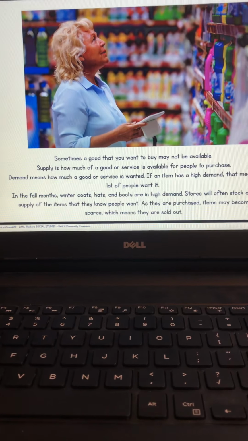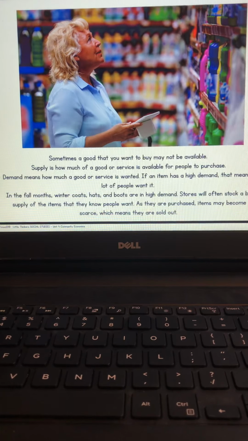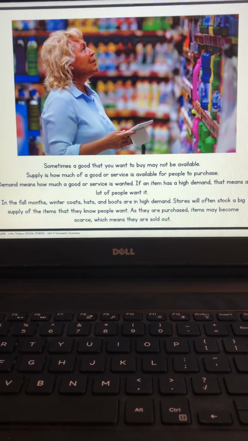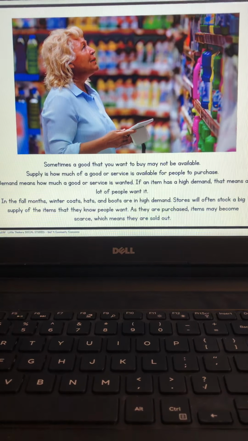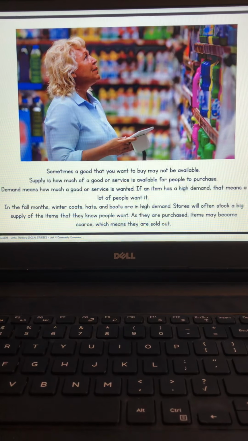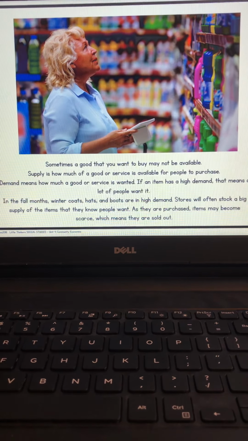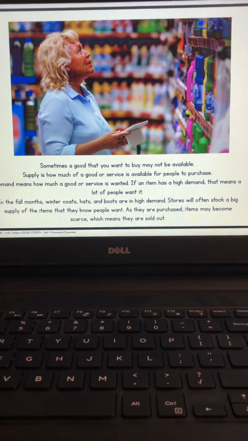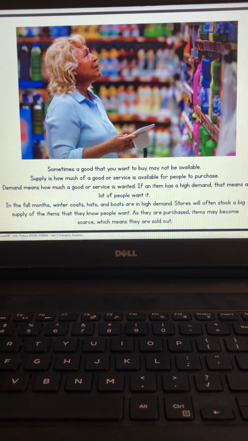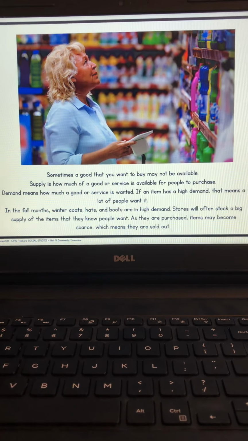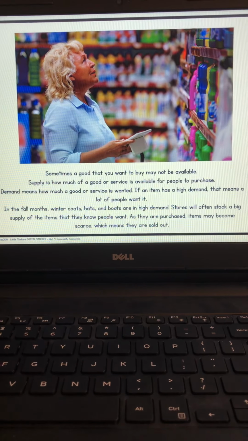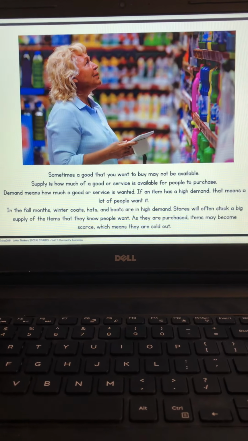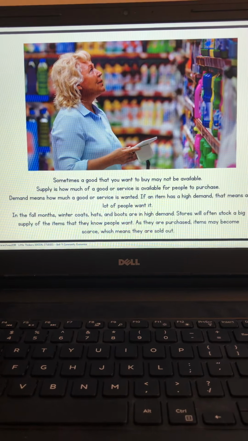And demand is how much people want something. The example I use, when the new iPhone comes out, a lot of people want the new iPhone, so the demand is high. But let's say that it's summertime. You don't need a coat in the summer, so the demand for a coat in the summer is low. Not a lot of people want it. But during the fall and winter, when it starts to get colder, people are going to want coats because now they need them. So the demand of coats is going to be higher.